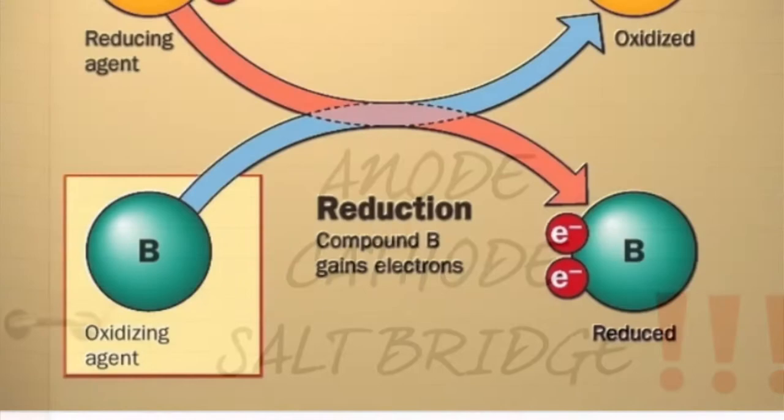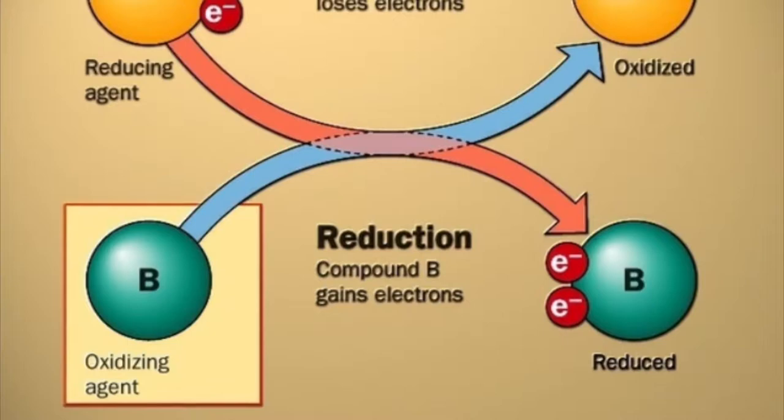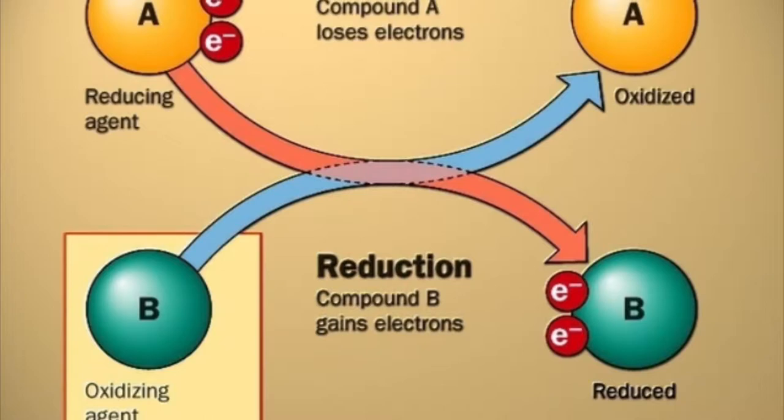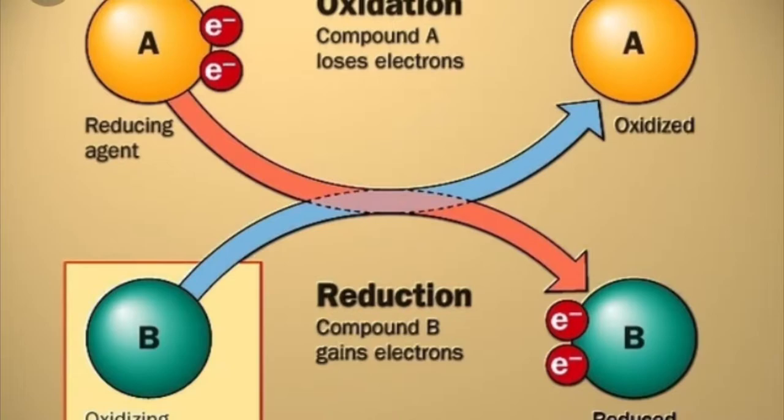Oxidation reactions involve the movement of electrons. They occur in the anode. The reduction reaction, which occurs in the cathode, involves the transfer of electrons between two species. Together, they form redox reactions.